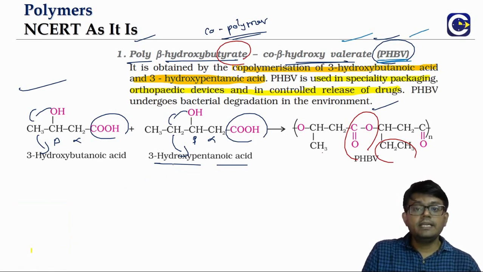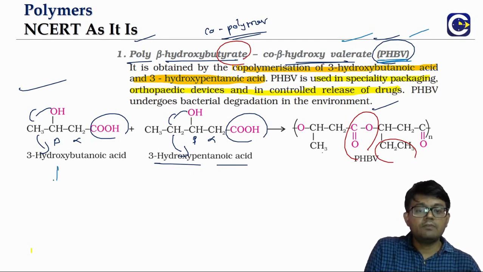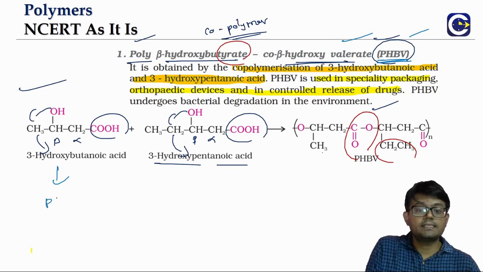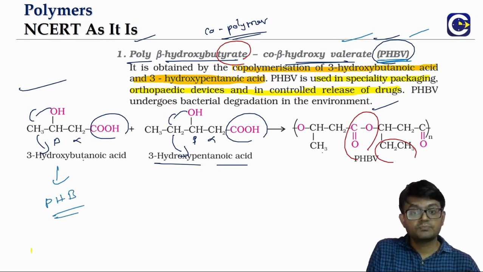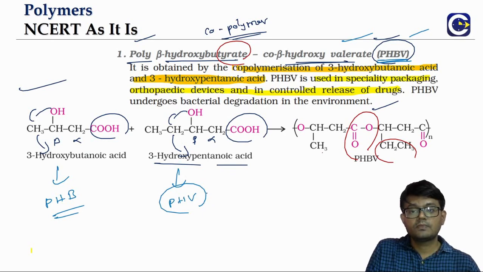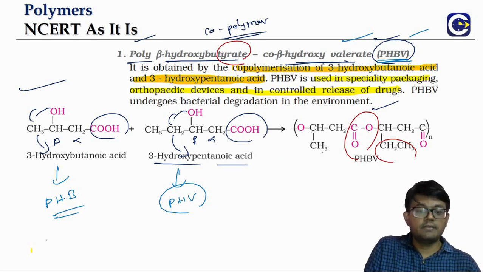Now, it is a little bit beyond our purview, but if you look at it in detail, we can have a homopolymer of 3-hydroxybutanoic acid. We call it PHB, homopolymer. We can also have a homopolymer of 3-hydroxypentanoic acid. We call it what? PHV. So the copolymer will have both, like say X units of PHB and Y units of PHV, like that.